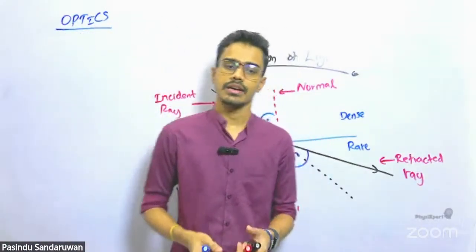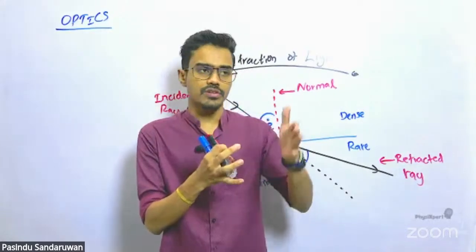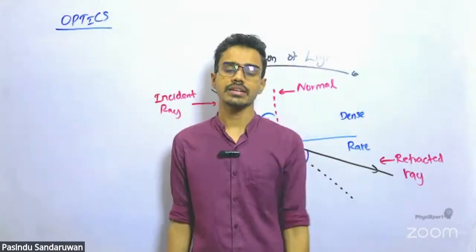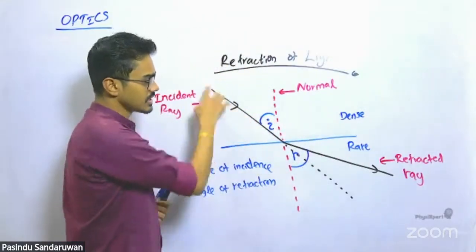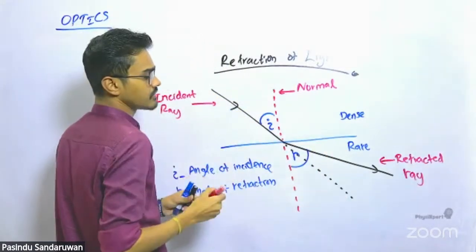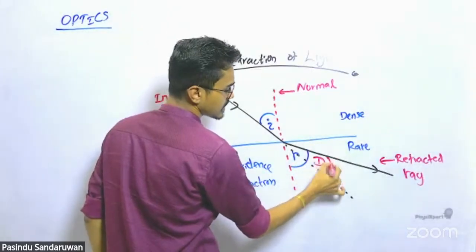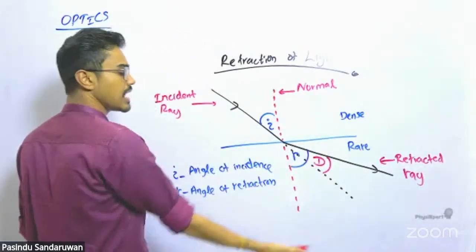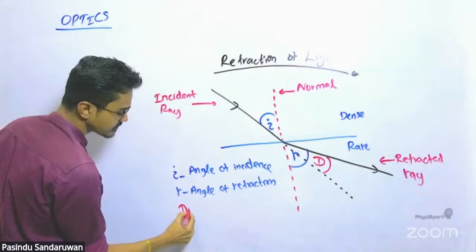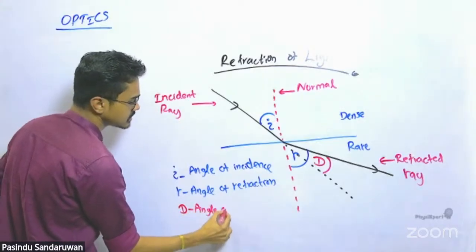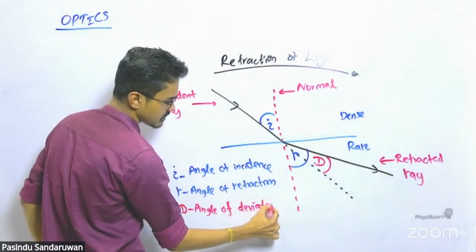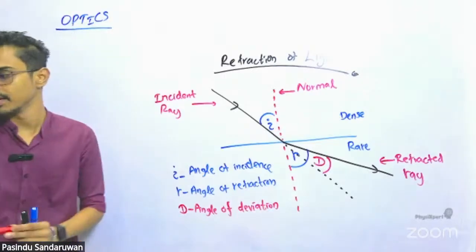And the angle between the original direction of the light ray and the final direction of the light ray. The original direction was this, and the final direction is this. The angle between the original direction and the final direction of the light ray is called D. That is called the angle of deviation.